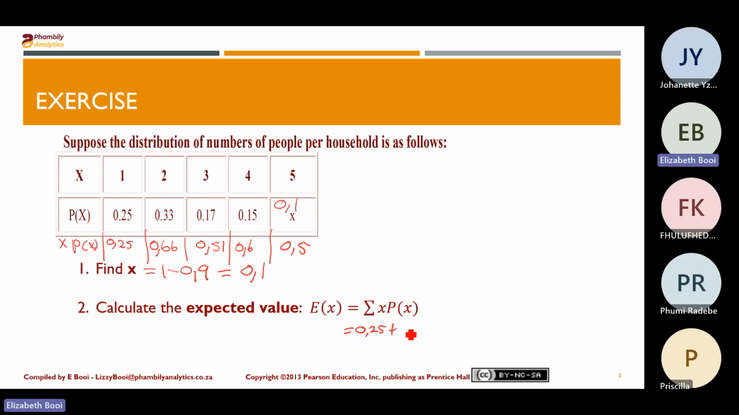0.25 plus 0.66 plus 0.51 plus 0.6 plus 0.5 equals, and that gives us the expected mean of 2.52. That is our expected value.